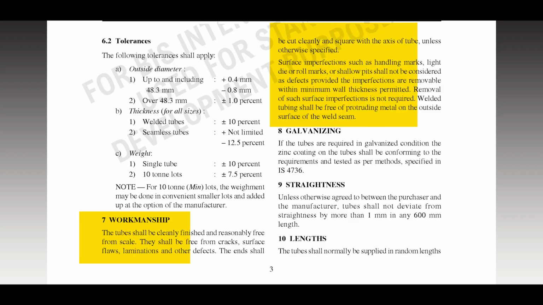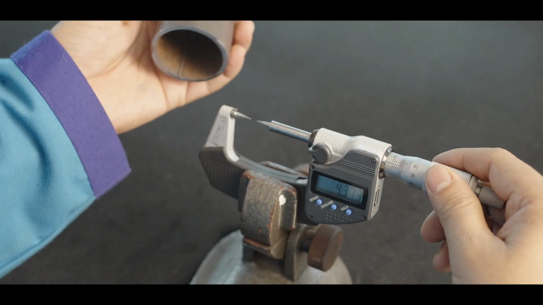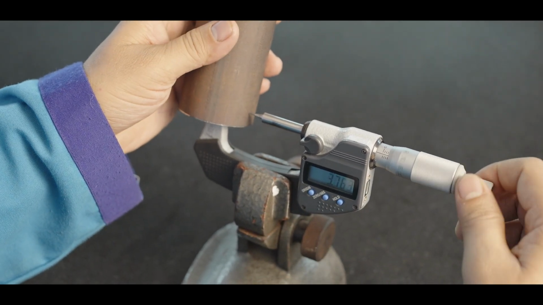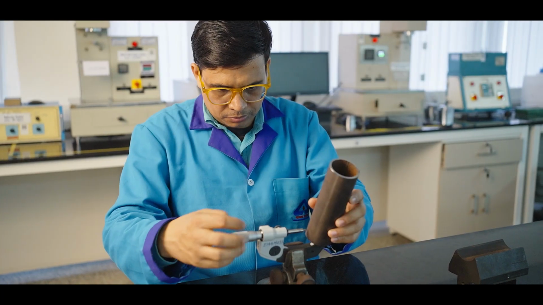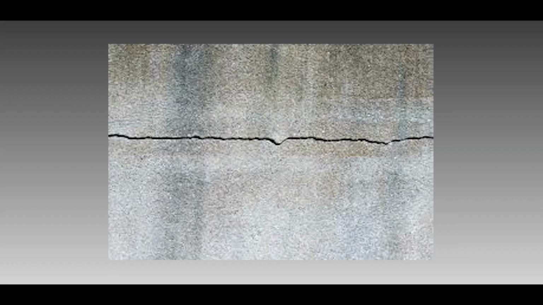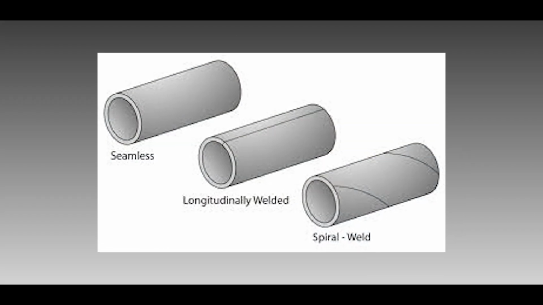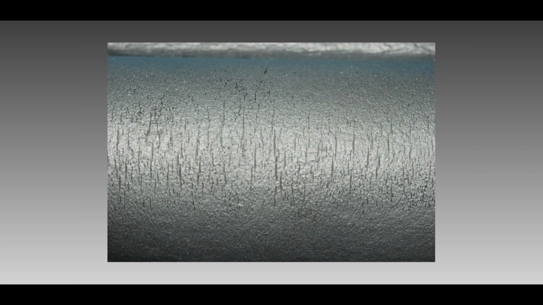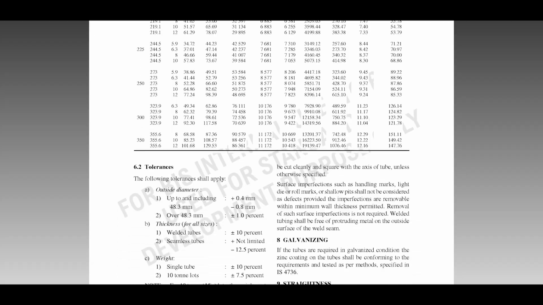Workmanship in steel tubes as per clause 7 of IS 1161 2014 ensures the tubes are safe, strong and reliable. The tubes must be cleanly finished, free from cracks, surface flaws and defects. Their ends should be cut neatly and squarely to fit perfectly into structures, while minor surface imperfections like handling marks or shallow pits are acceptable if they don't weaken the tube.